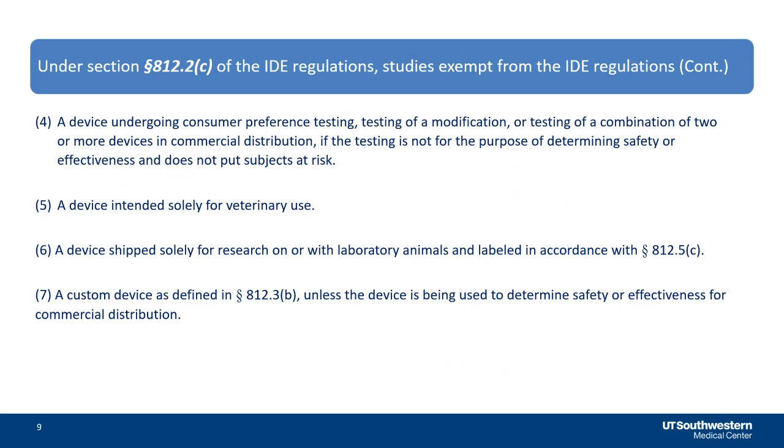Other types of exempt devices are those that undergo consumer preference testing, testing of a modification, or testing of a combination of two or more devices in commercial distribution, if the testing is not for the purpose of determining safety or effectiveness and does not put subjects at risk. A device intended solely for veterinary use. A device shipped solely for research on or with laboratory animals and labeled in accordance with 812.5c. And a custom device as defined in 812.3b, unless the device is being used, again, to determine safety or effectiveness for commercial distribution.